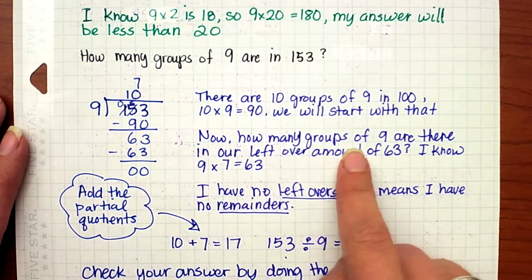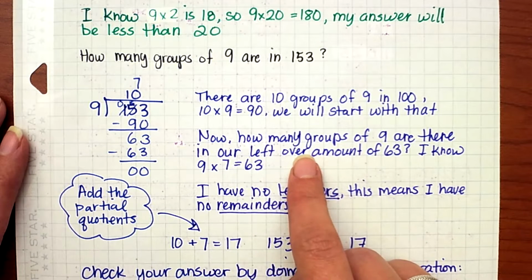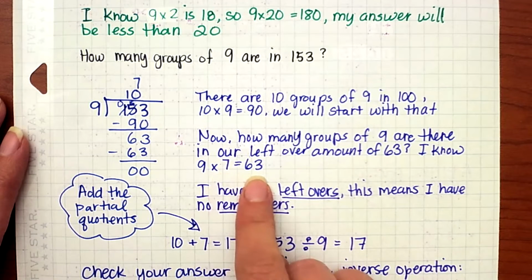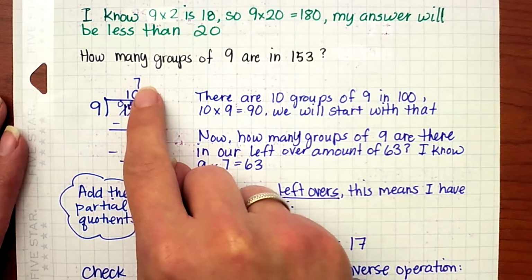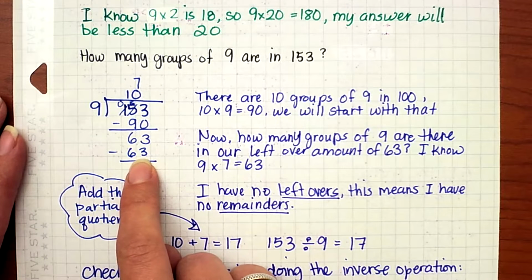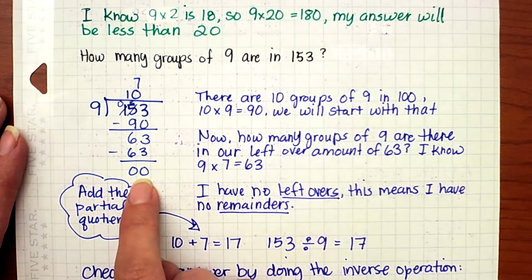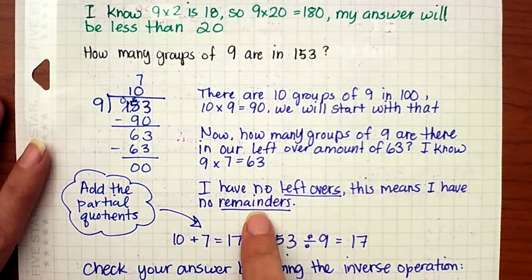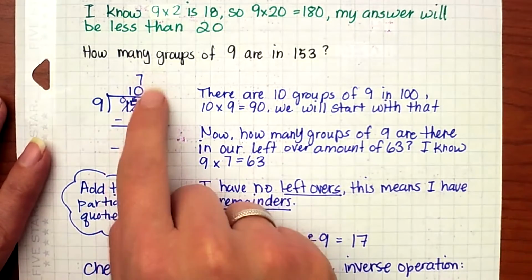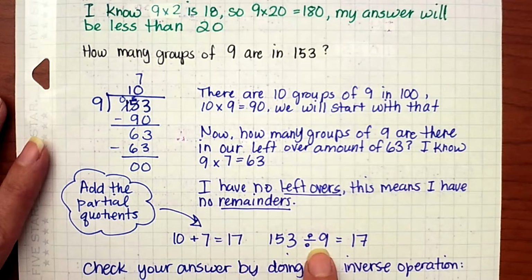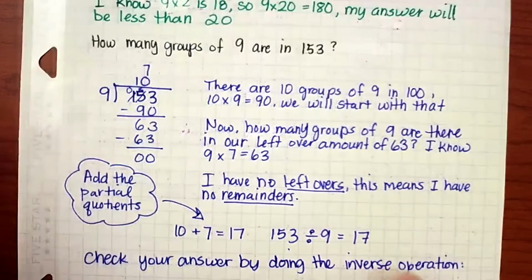Now, I need to think how many groups of 9 are in 63. Well, I know 9 times 7 is 63. So I'm going to put my 7 as my next partial quotient up on top, and I'm going to subtract that 63, and I have no leftovers. That means I have no remainders. The last step I need to do is add my partial quotients together. So 10 plus 7 is 17. That tells me that 153 divided by 9 is equal to 17.